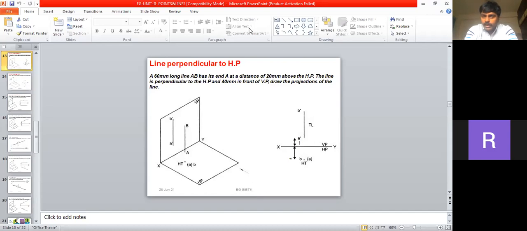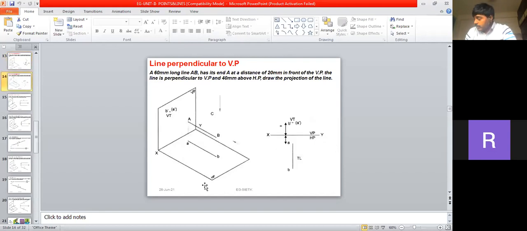Right? Let me ask, have you taken the screenshot, please? Now let me go on to say another thing. Now the line is perpendicular to VP. The same problem. Earlier the problem was like this. Now I'm saying that this is perpendicular to VP like this.